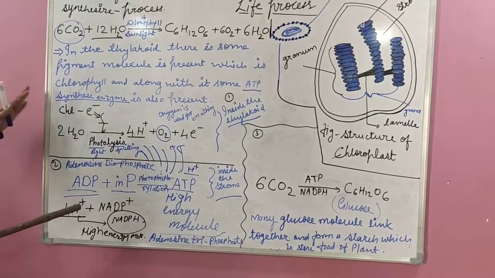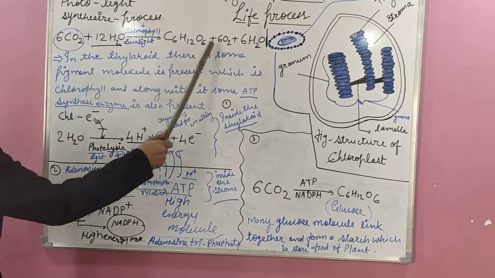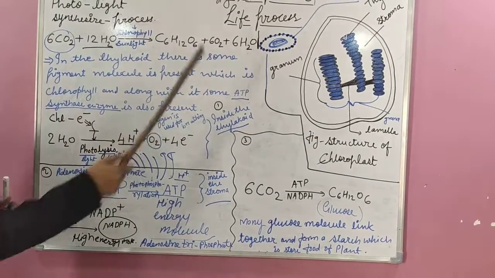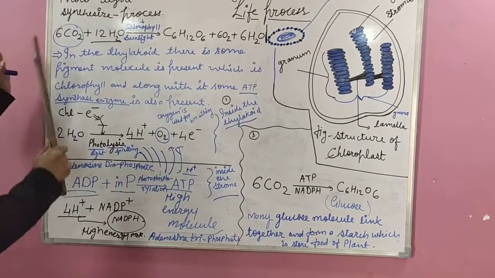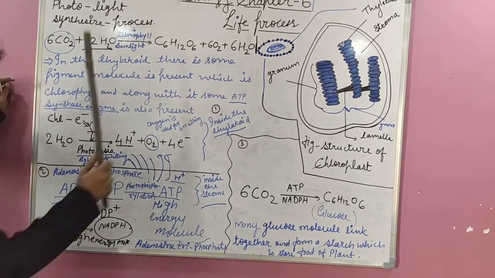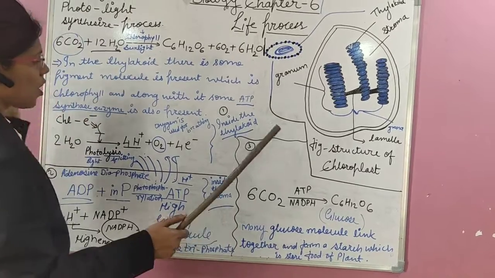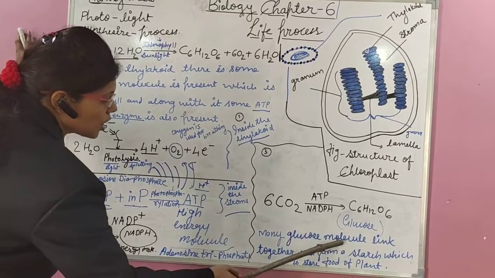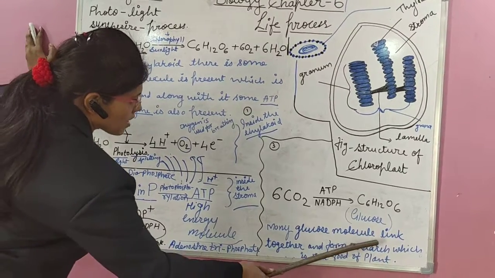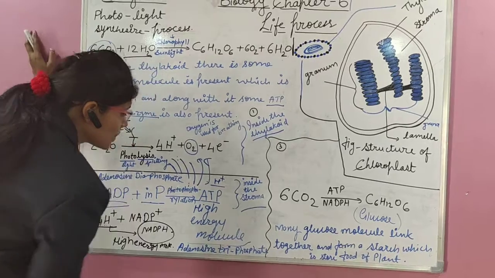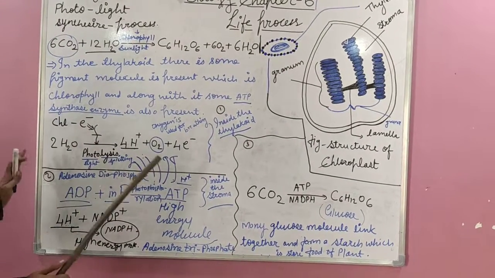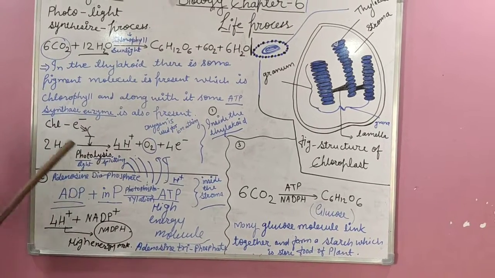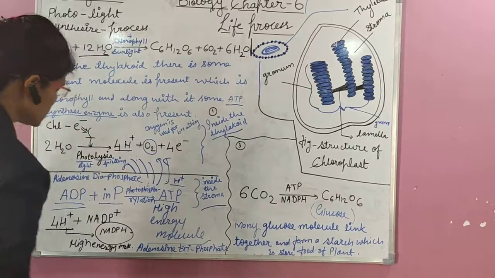So students, within these three steps the photosynthesis process takes place, along with oxygen and water as byproducts. Glucose is your final product formed over the whole process of photosynthesis. Many glucose molecules join together and form starch, which is the stored food of the plant. So glucose is formed, but it is stored in the plant in the form of starch.